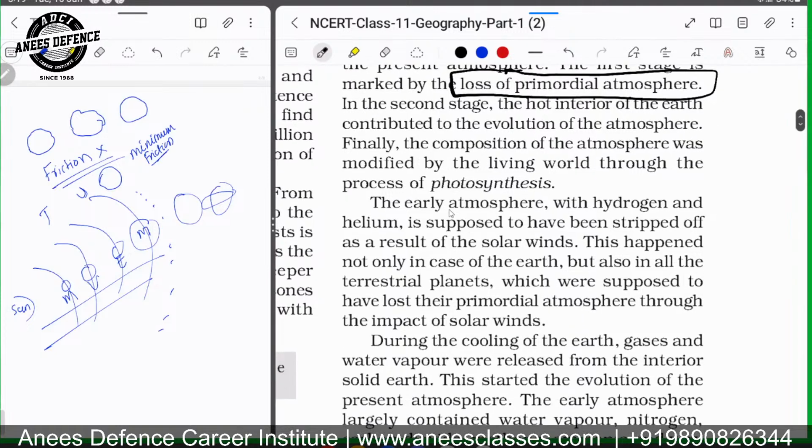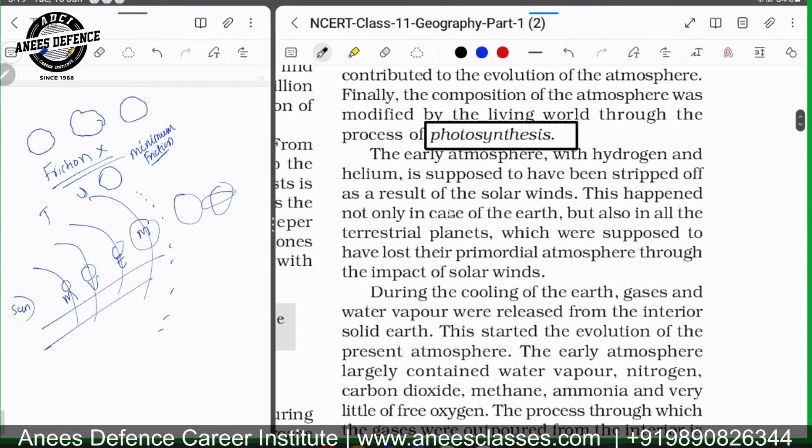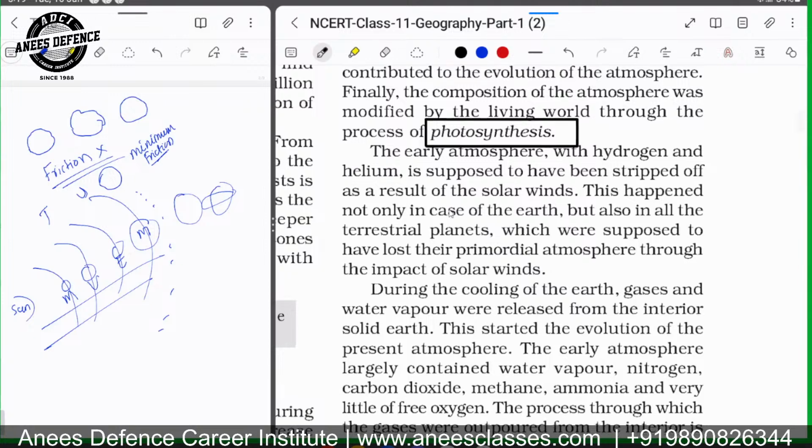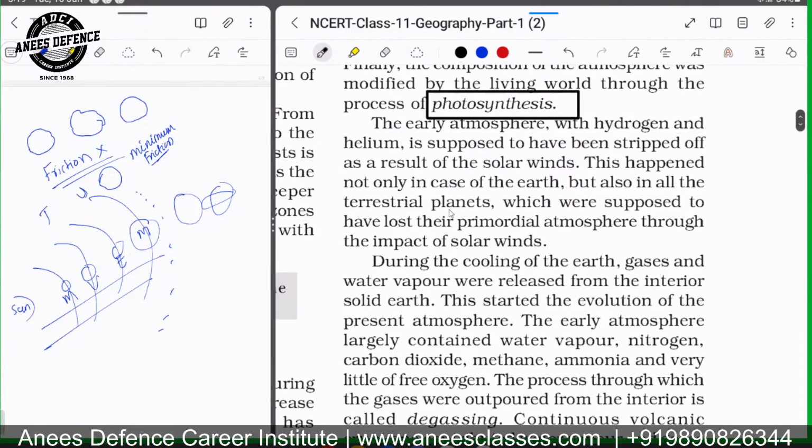In the second stage, the hot interior of the earth contributed to the evolution of atmosphere and the composition was modified due to photosynthesis. The formation of food by the plants or the autotrophs is through the process of photosynthesis, due to the chlorophyll pigment present on the leaves. Okay.